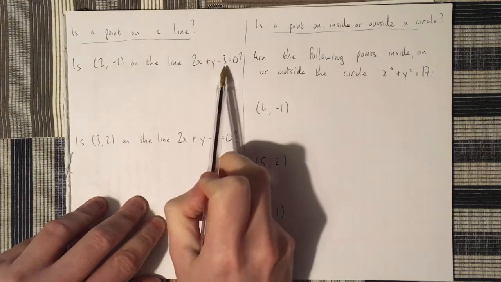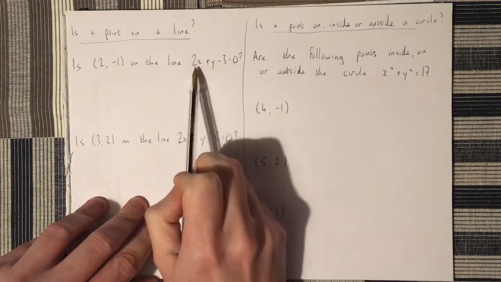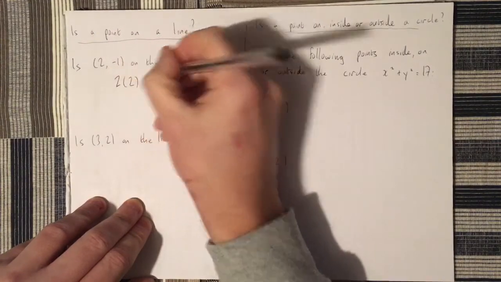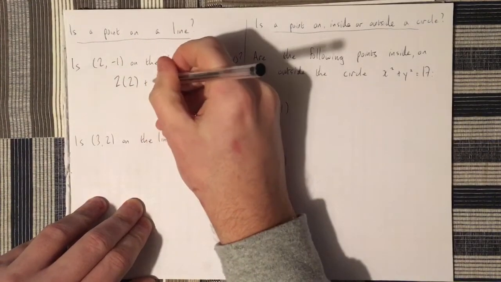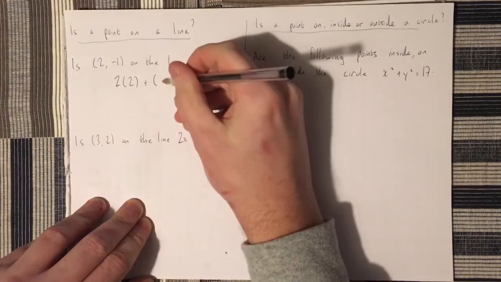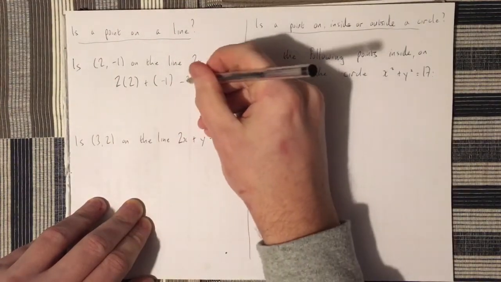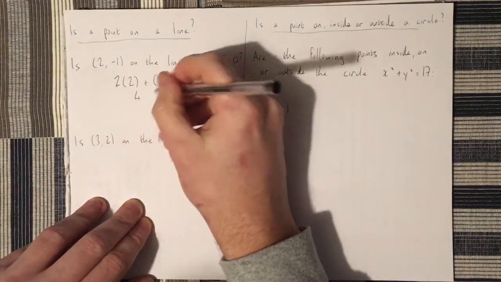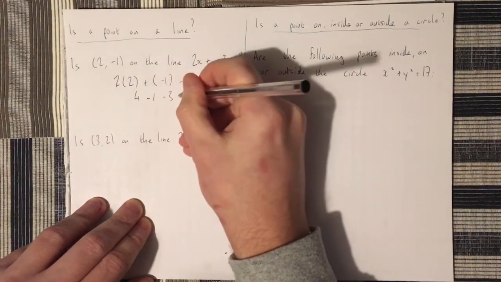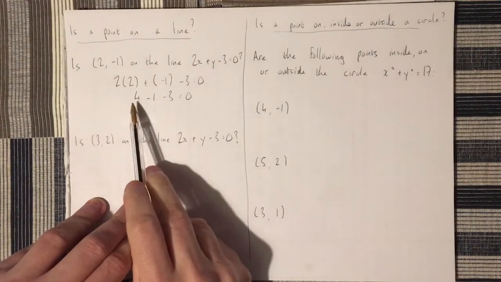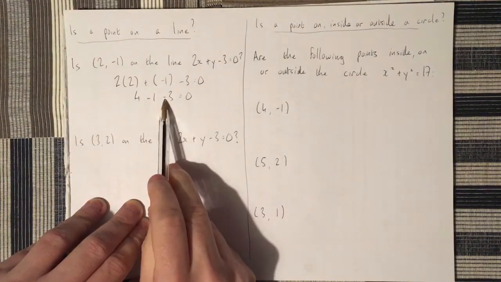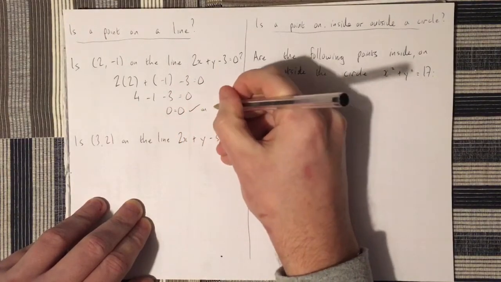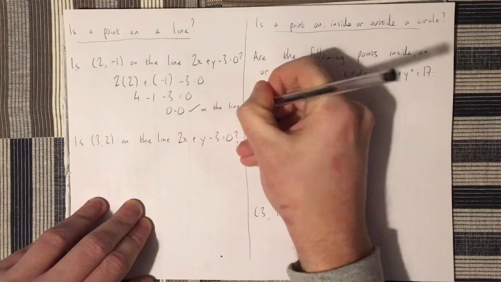So 2x + y - 3 = 0. Let's sub this point in. So instead of 2x, I've got 2 times 2, plus y, so plus minus 1, minus 3 equals 0. 2 times 2 is 4, minus 1, minus 3 equals 0. 4 minus 1 is 3, 3 minus 3 is 0. So 0 is equal to 0. So that point is on the line.